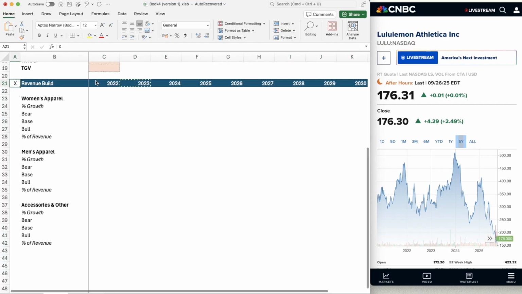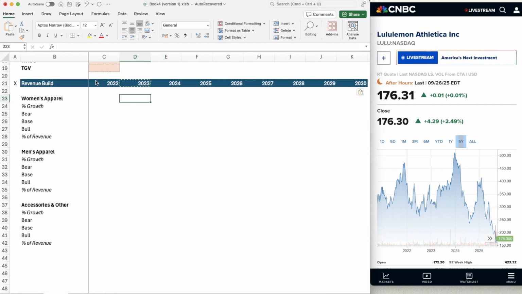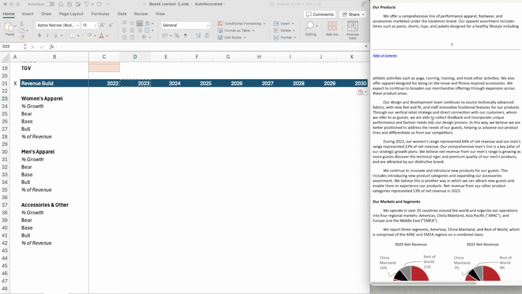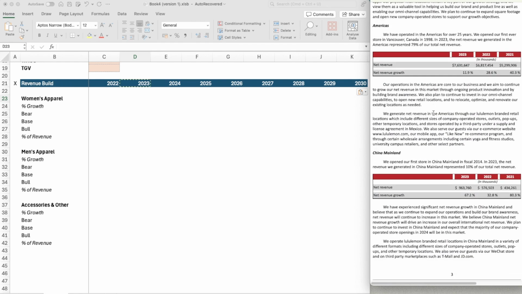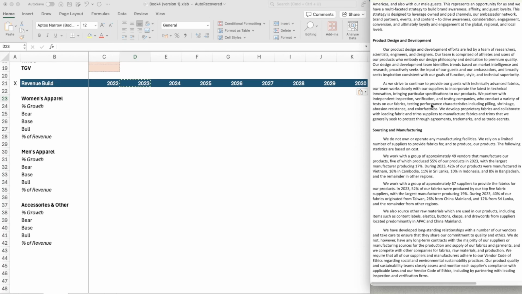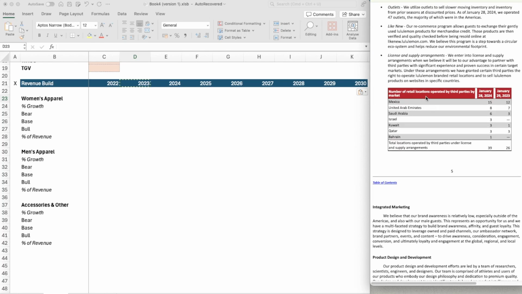Do we get it yet to 2030? There's no point going beyond that, because, for one, you can't really forecast that far out anyway, but also, I mean, I think it's a fairly established company now rather than a growth Lululemon, so it's best to do that.